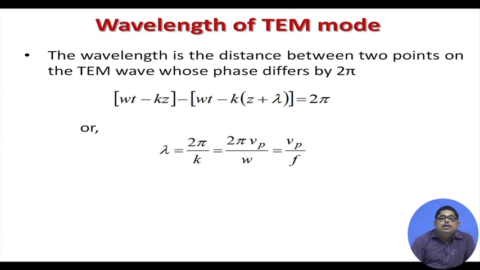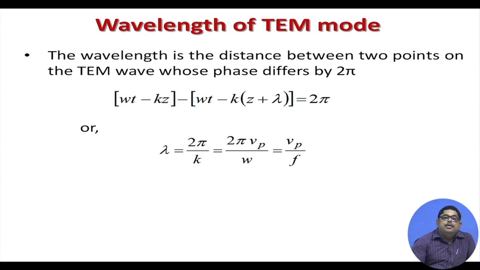We know the TEM mode, any wavelength: the distance between 2 points on the TEM wave whose phase differs by 2 pi. So, one is omega t minus kz, minus omega t minus k z plus lambda, where lambda is the wavelength, and this difference should be 2 pi. Solve, that becomes Vp by f. So, phase velocity, if it is in free space, c, 3 into 10 to the power 8 meter per second, divided by frequency, that becomes your lambda. So, that all you know, how to find lambda.